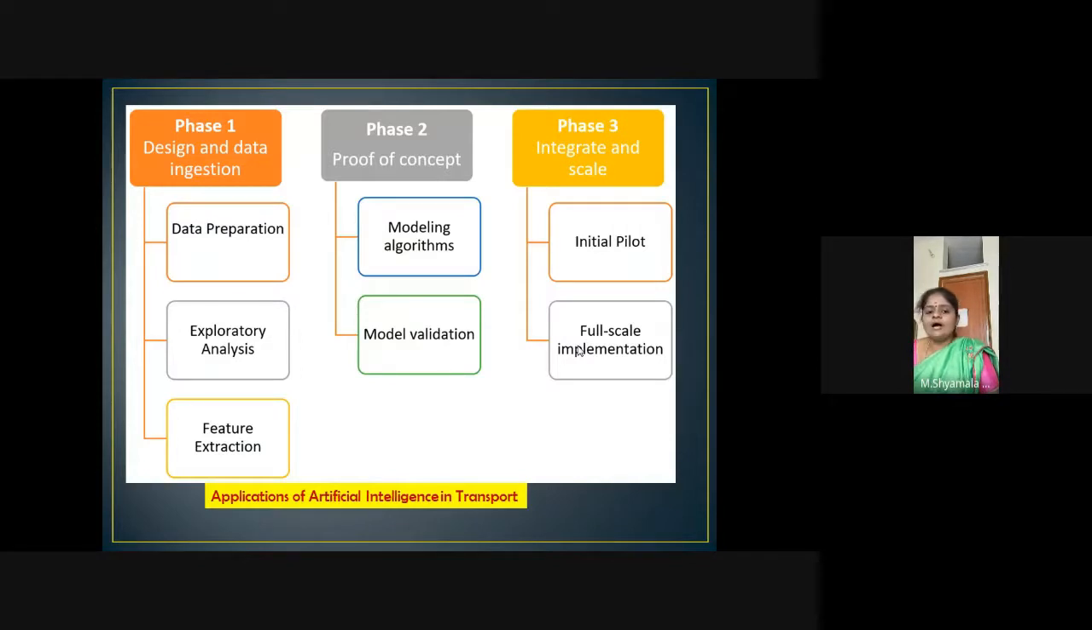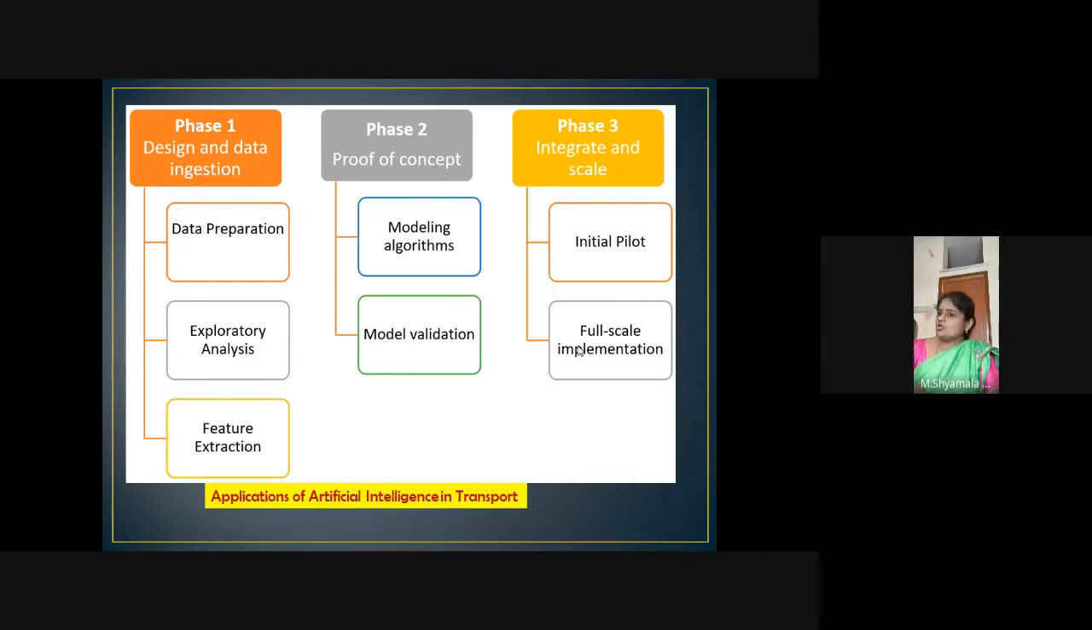Next is an application of artificial intelligence in transport. So take an aeroplane. In that, how is artificial intelligence used? Phase one: design and data ingestion. So data preparation, exploratory analysis, and feature extraction. In phase two: proof of concept, modeling algorithm and model validation. Next one is phase three: integrate and scale.